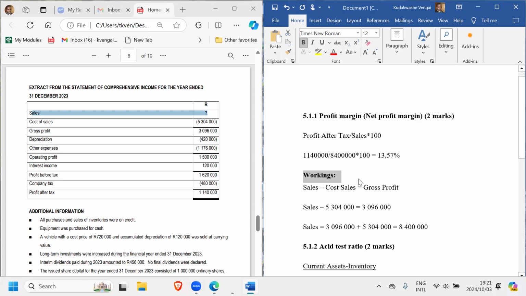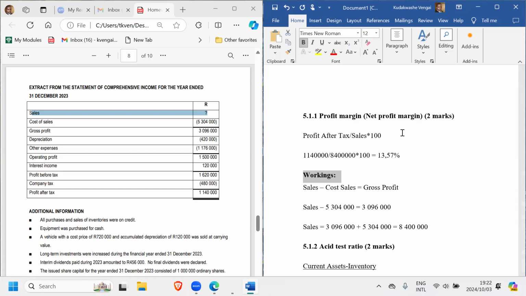So that's how you calculate your net profit margin. You're done. That's your answer, 13.57%. Again, the formula is straightforward: profit after tax divided by sales multiplied by 100. That's the formula on the formula sheet, right? So what is your profit after tax? It's there already. What is your sales?